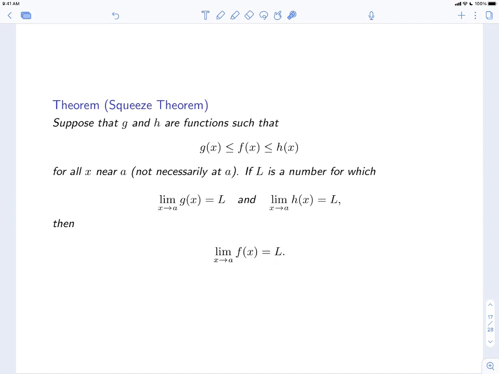Now once again, f at x might not even be defined at x equals a. This inequality doesn't need to be true for all x, and it doesn't need to be true at x equals a. It just needs to be true for all x near to a in order to draw this conclusion. Remember, when you're computing limits, the limit as x goes to a, for example, you're not interested in what the function values actually are at a. You're interested in what's happening close to a as you get closer and closer.